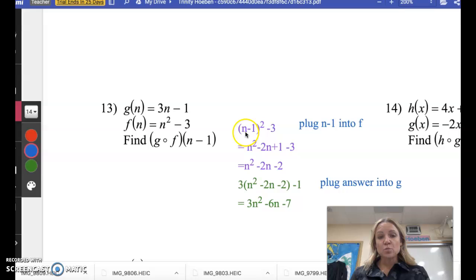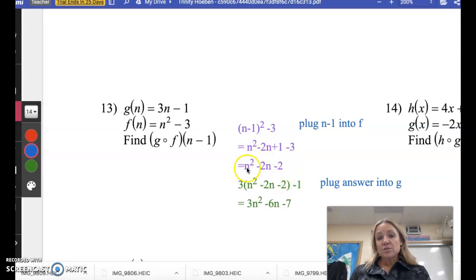I put the n minus 1 in parentheses here. We're going to square that. And then we're going to subtract 3. So if you FOIL out the n minus 1, you're going to get n squared minus 2n plus 1. And then bring down the minus 3. Combine any like terms, just these last two. So you have n squared minus 2n minus 2.